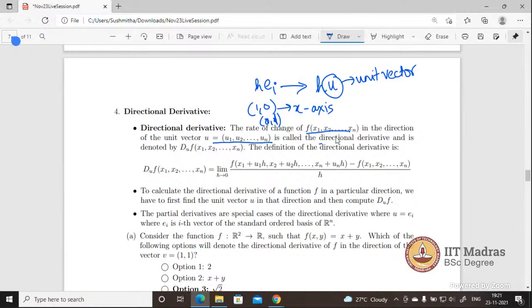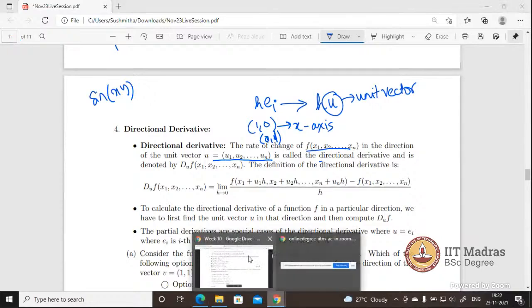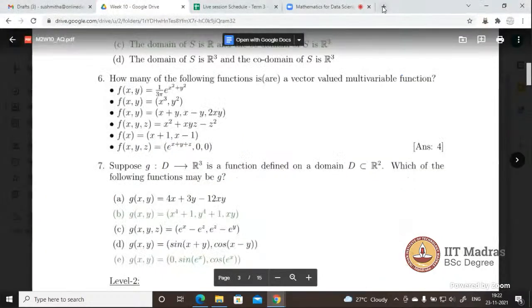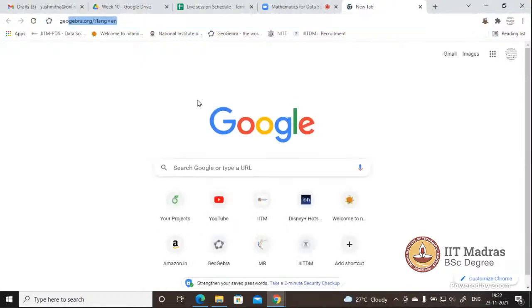Ma'am, can you explain it through a graph? And what exactly would it mean through a unit vector in the direction of a unit vector? Okay, is it possible? You've watched the lecture videos, right? Yes, I have seen. So do you remember sine xy, the graph of sine xy? Yes, I remember.